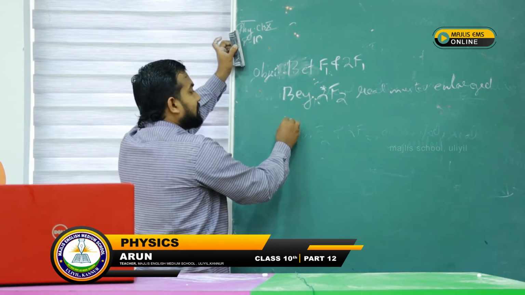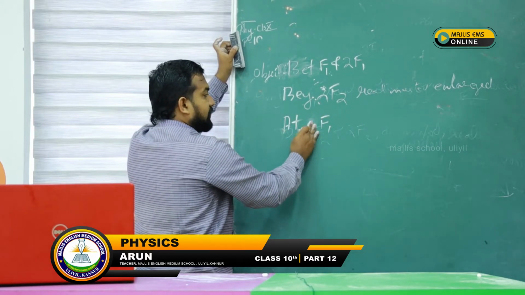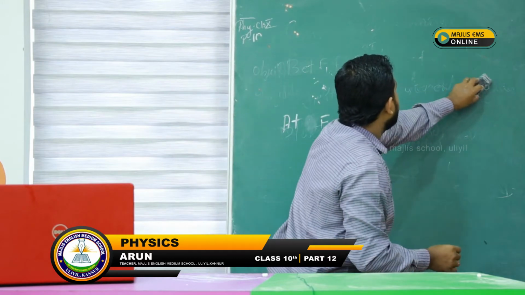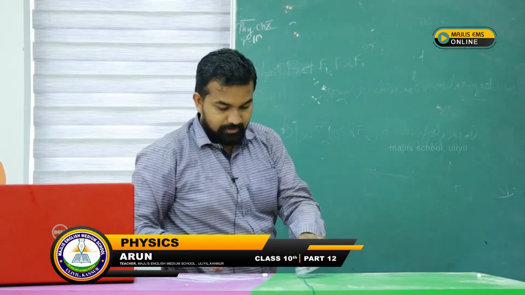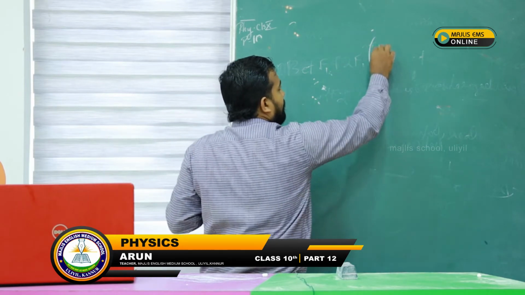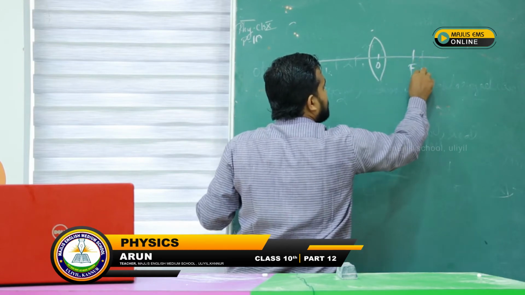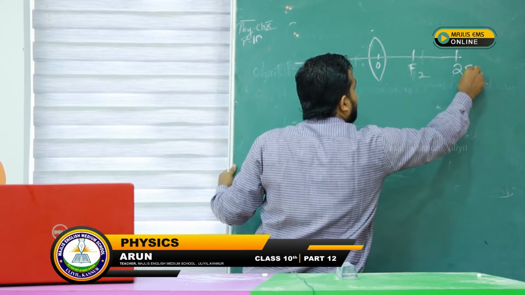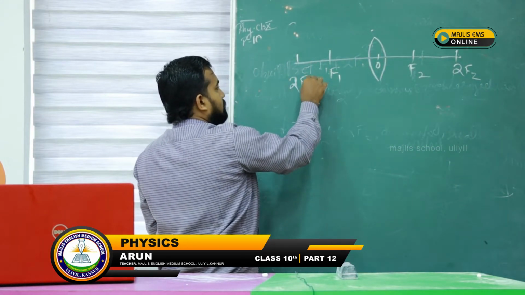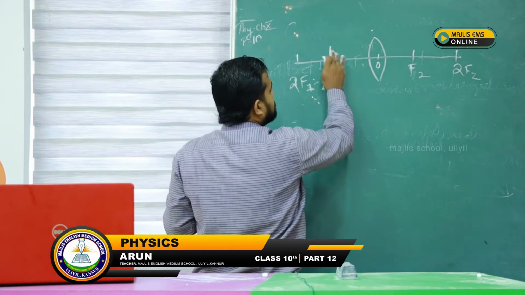Now the next case we can keep at 2F1. At F1, again we are making it closer. So at F1, what will we get? I will draw it. Okay, so at F1, object, optic center, F2 to F2. You have to take correct measurements. This is not correct for me anyway, but you have to take it correct.